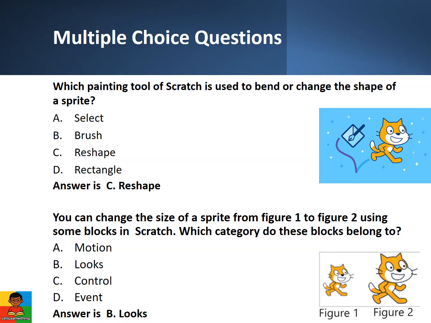Reshape. Next, you can change the size of a sprite from figure 1 to figure 2 using some blocks in Scratch. Which category do these blocks belong to? Options: A. Motion, B. Looks, C. Control, D. Event. The correct answer is B, Looks.